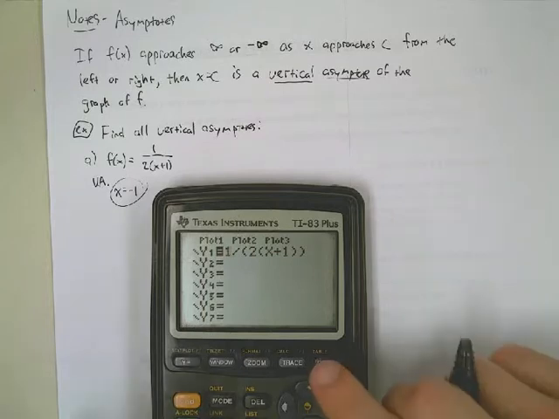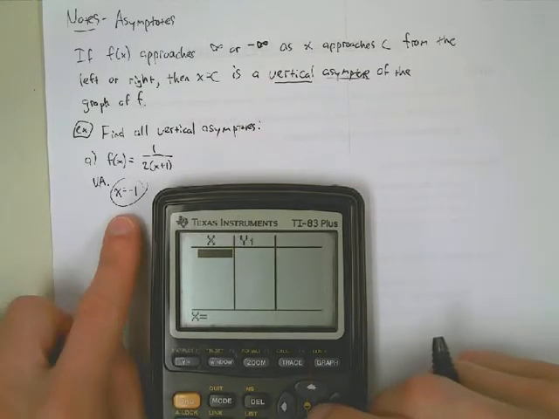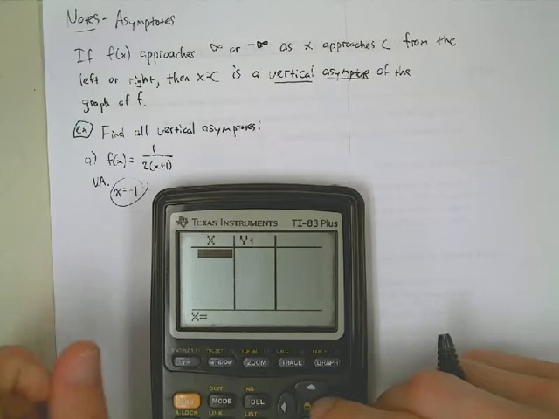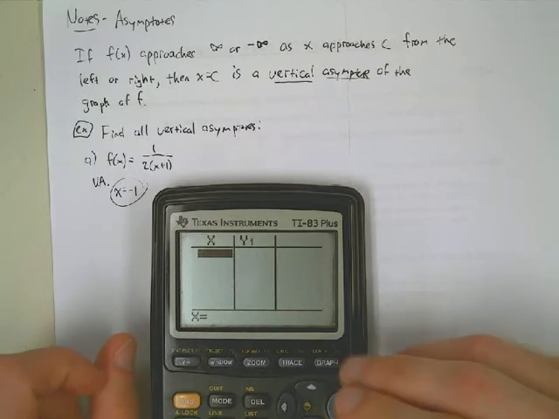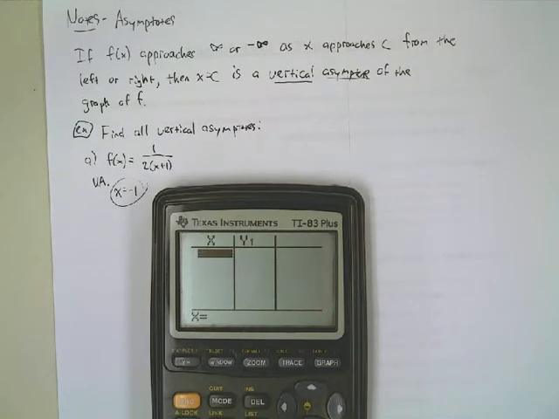Okay, so go to our table, and then let's approach negative 1 from the left. Believe it or not, this is a little tricky to do, so let me draw a little number line here for us. There's -1, there's 0, there's -2, and we go that way and that way. So what values should I type in here if I want to approach -1 from the left?